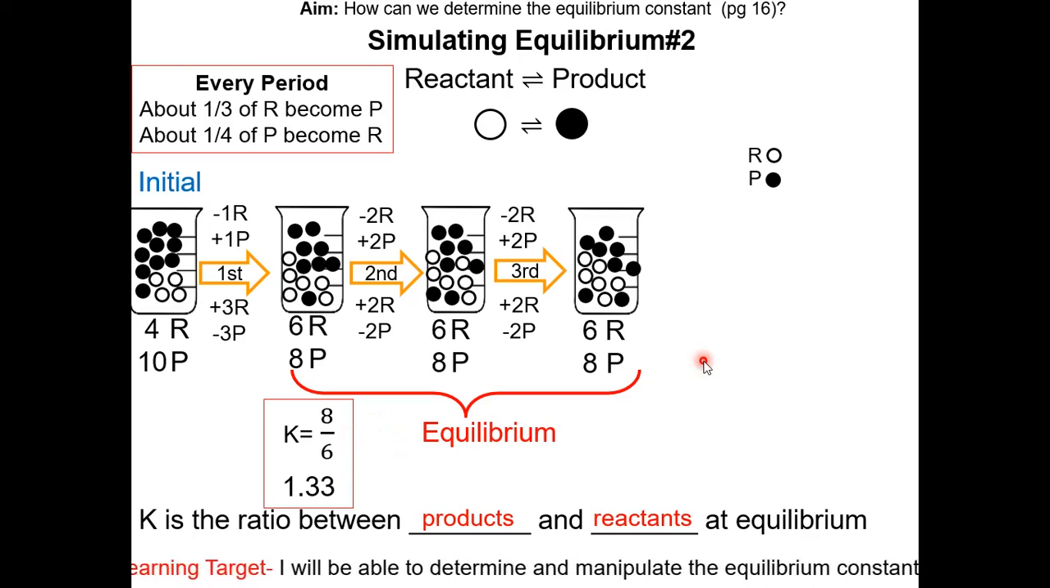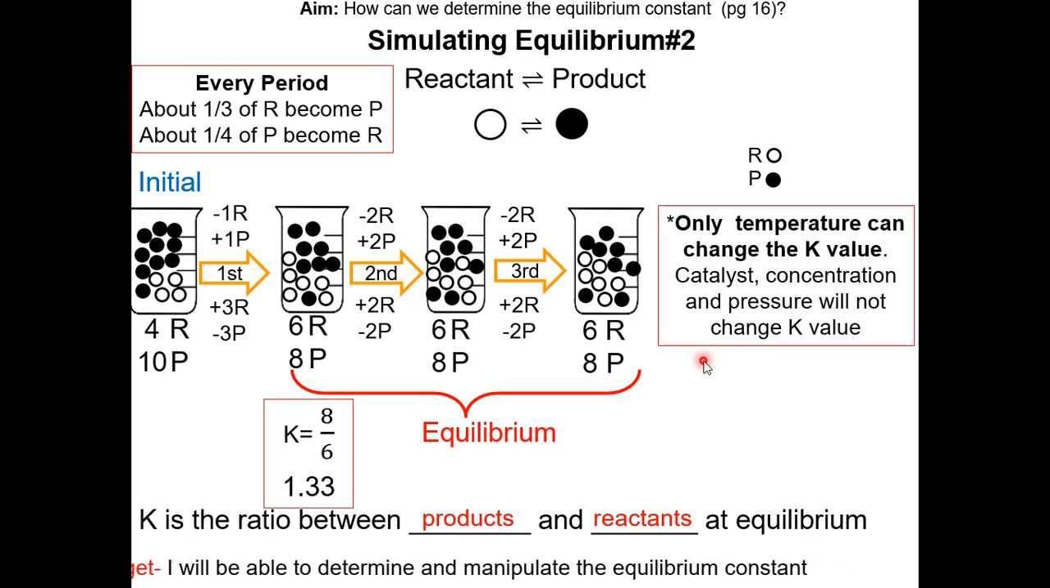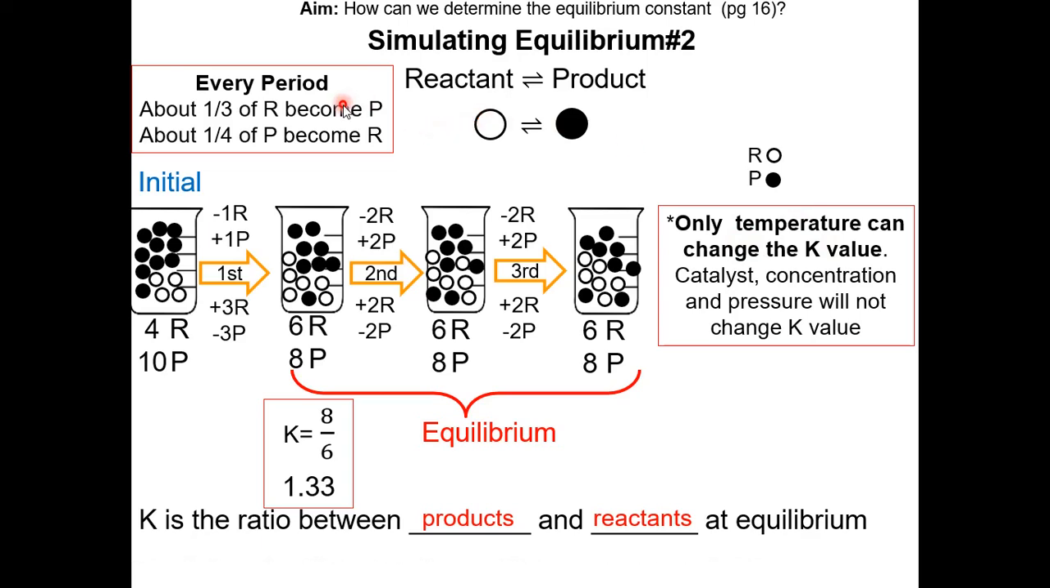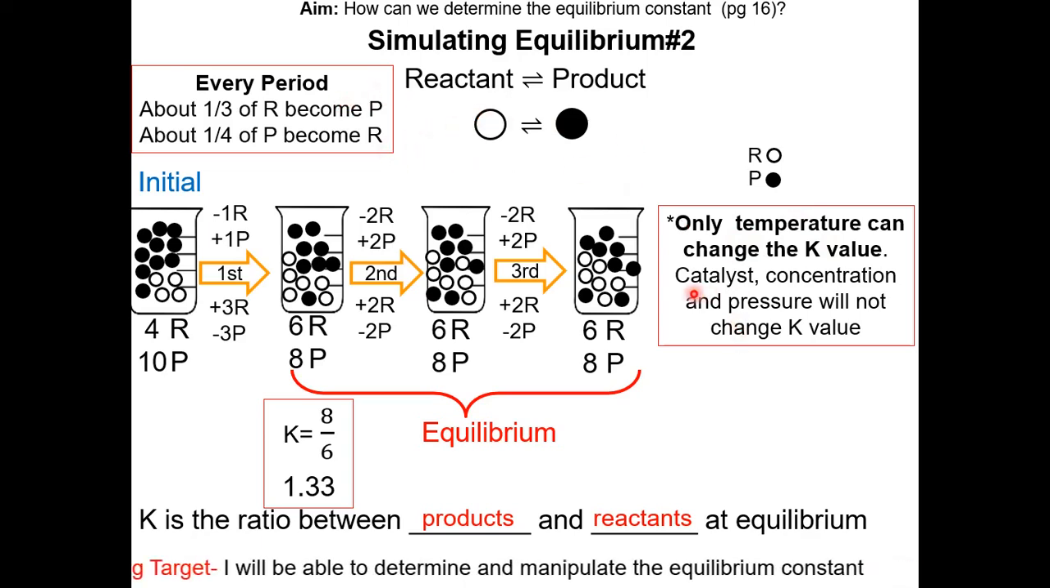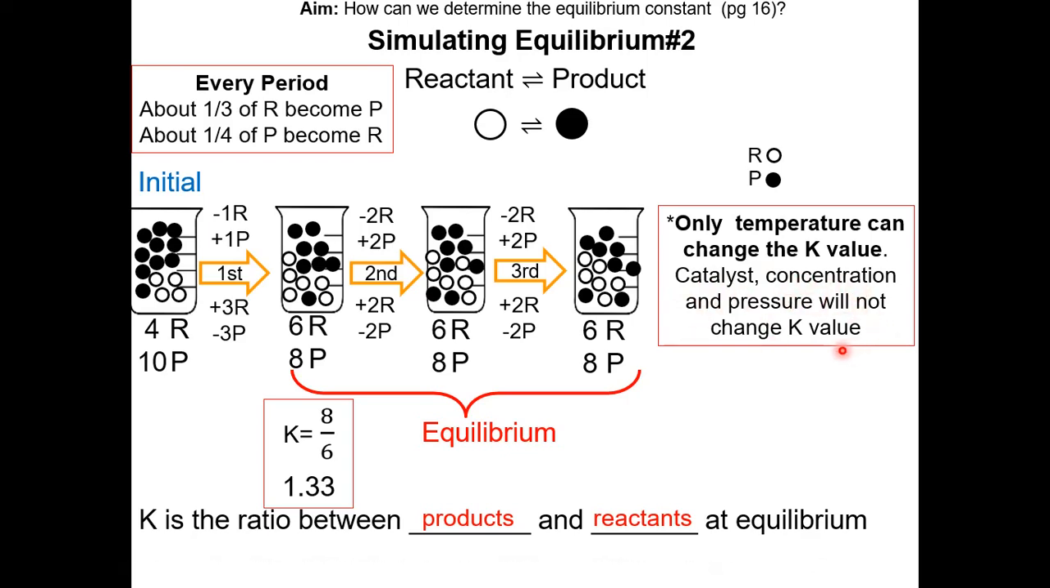So if you want to change the K constant for a reaction, you have to change the temperature. Changing the temperature would change the rate of the forward and reverse reaction. Adding a catalyst or changing the concentration and pressure will not change the K value. The next simulation will illustrate concentration change.